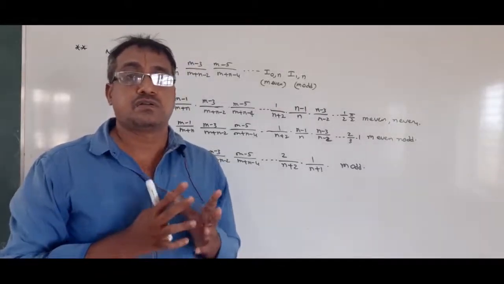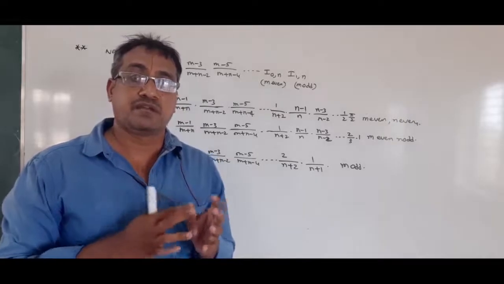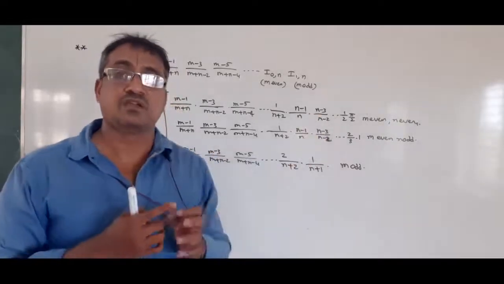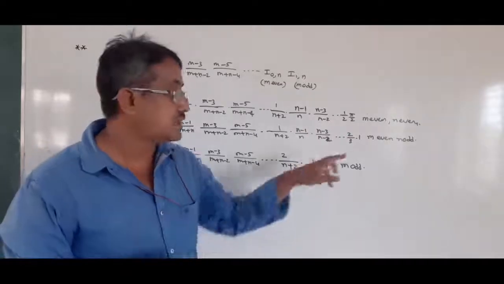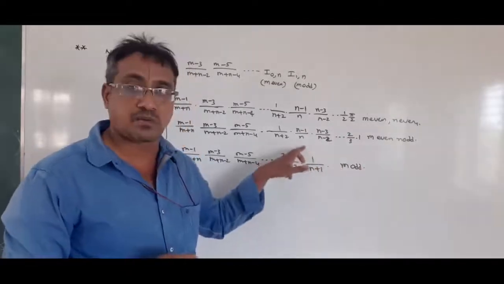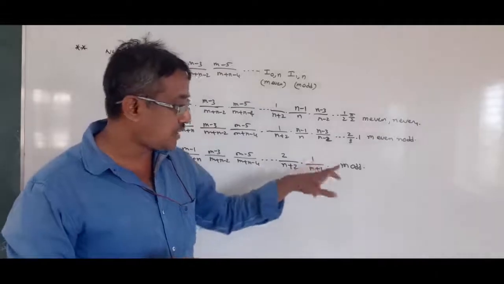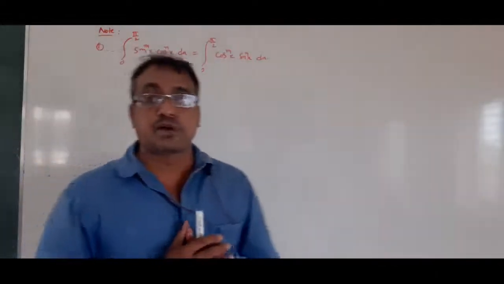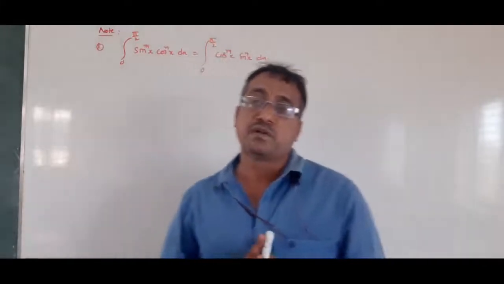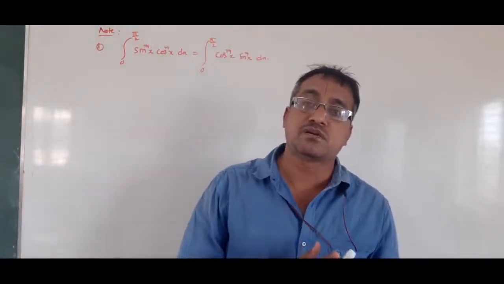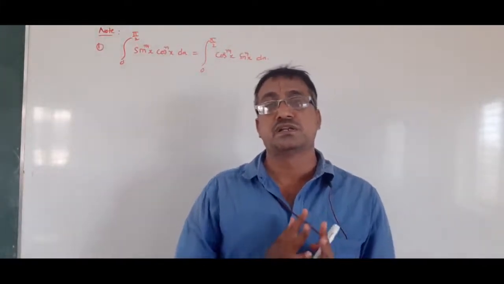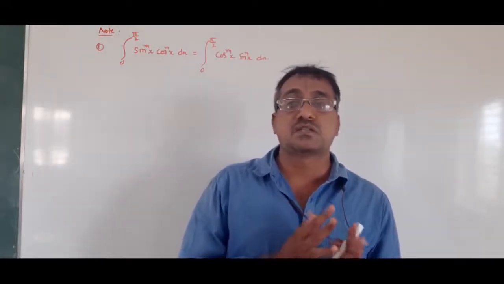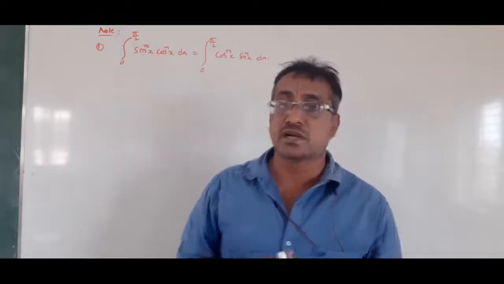Now if you have m even, n even, you need to apply this formula. If you have m even, n odd, you need to apply this formula. If you have m odd, you need to apply this one. Another important point: the integral 0 to pi by 2 sin power m x into cos power n x dx is equal to the integral 0 to pi by 2 cos power m x into sin power n x dx.